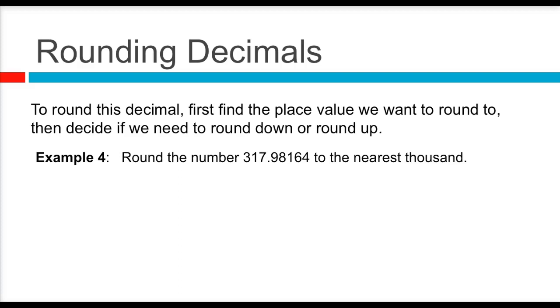First we need to locate the nearest thousandth place, which would be the 1 in this number. If we look to the right of that round-off digit, we see it's a 6, and so that would mean that we round up. So we want to increase the 1 by 1, which would make it a 2, and the final answer would be 317.982.